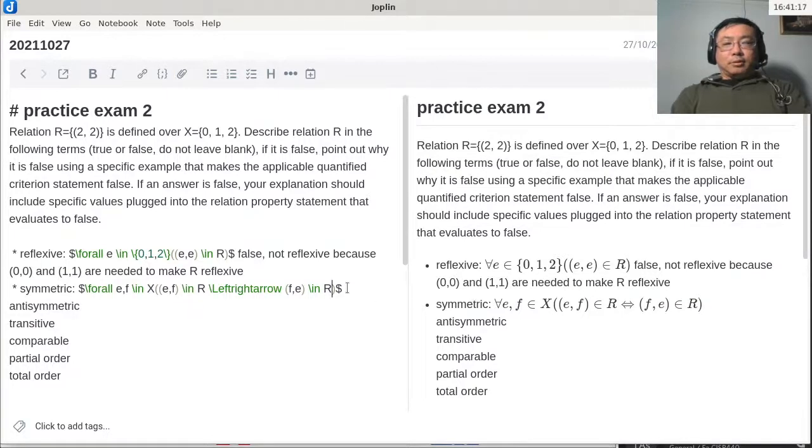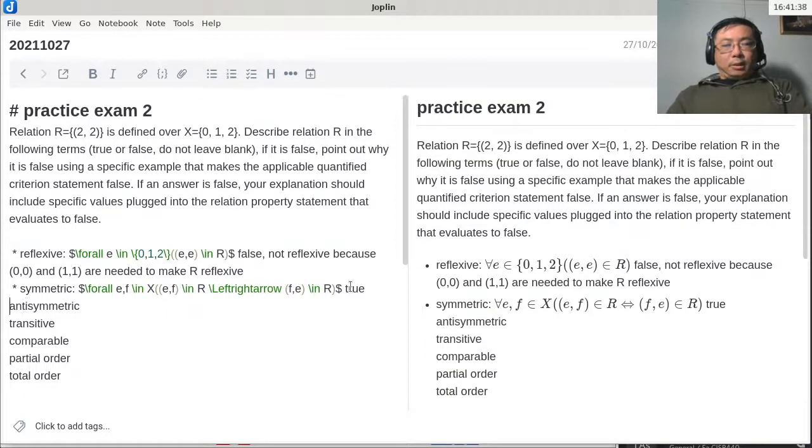So now we're trying to go after the actual answer. Is it true or not? Yep, it is symmetric. In the case that it really is symmetric, there's no further explanation needed, because we only want to have counterexamples given when it's not a particular property.